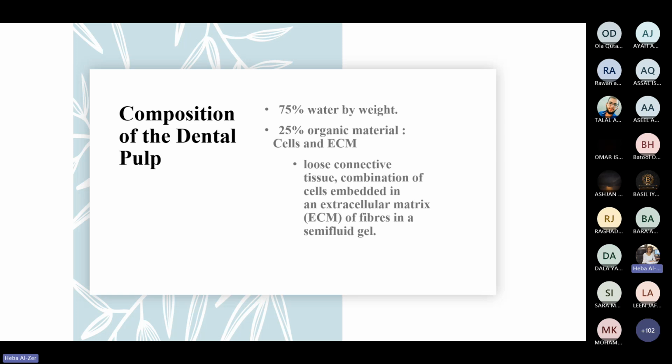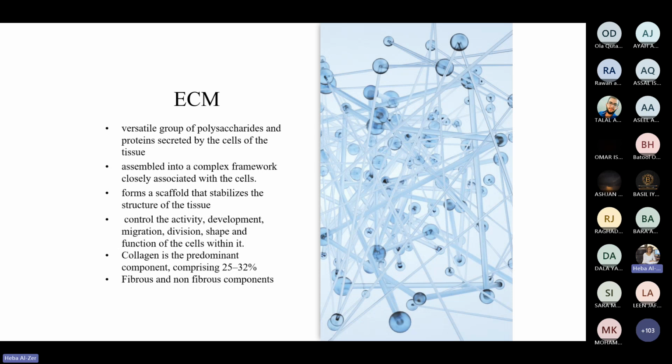So what is the composition of the dental pulp? Actually, the dental pulp is composed of 75% water and 25% organic material, which are actually cells lying in extracellular matrix. You have studied extracellular matrix in cytology and general histology, and you all know that extracellular matrix is a versatile group of polysaccharides and proteins secreted by the cells of the tissue.